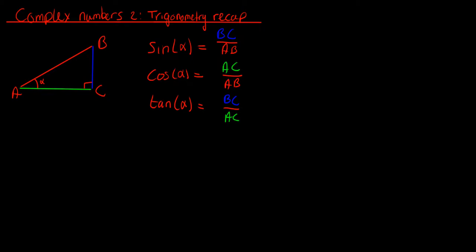Now, these functions are important for the next bit. But first, let's draw another triangle. This is a very specific triangle where all sides are the same and every angle, every corner here, is also the same, 60 degrees.